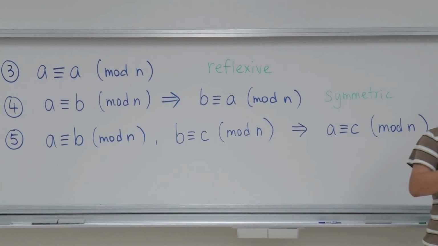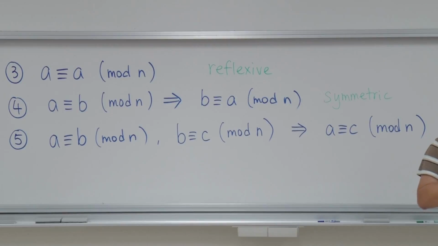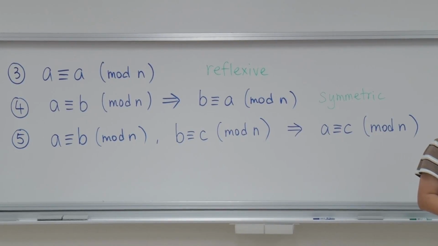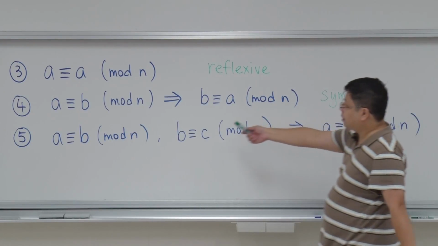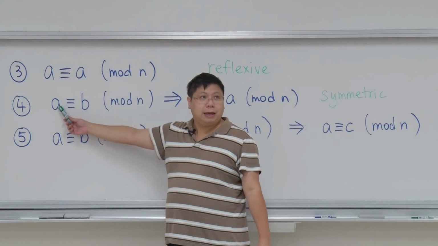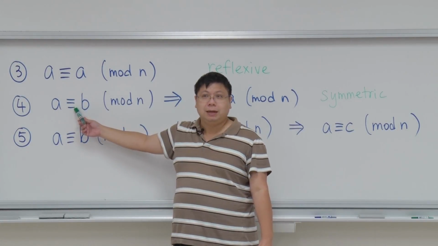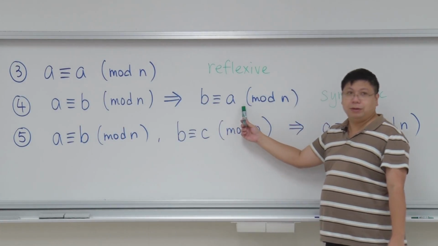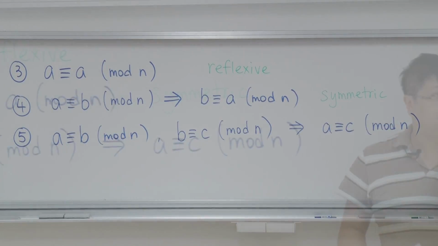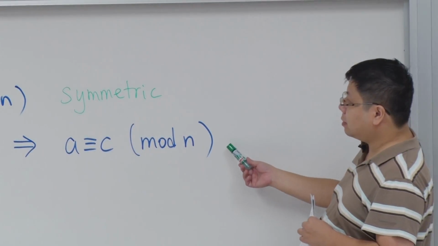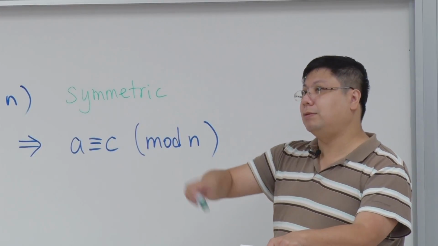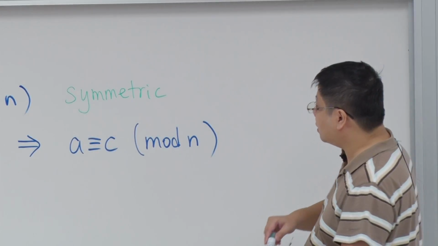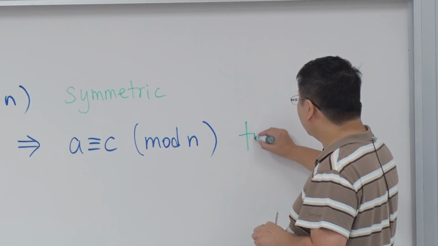Notice that not all the properties in the world are symmetric. So less than is not symmetric. A is less than B implies that B cannot be less than A. But on the other hand, here this relationship A is congruent to B implies B is congruent to A. Is that okay? And then this is like A is related to B, B is related to C, and then it implies A is related to C. This property is called transitive.